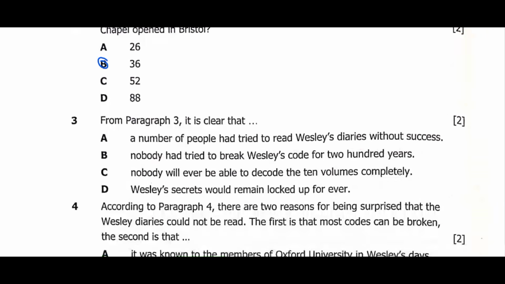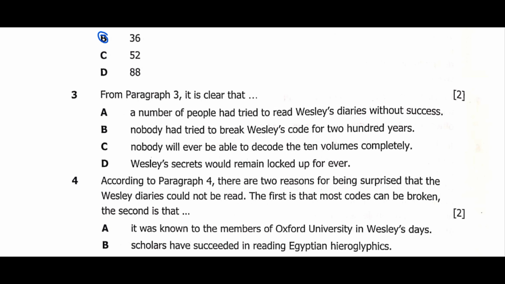Then from paragraph 3, it is clear that a number of people had tried to read Wesley's diaries without success. Nobody had tried to break Wesley's code for 200 years. Nobody will ever be able to decode the 10 volumes completely. Wesley's secrets would remain locked up forever. So let's look at paragraph 3.